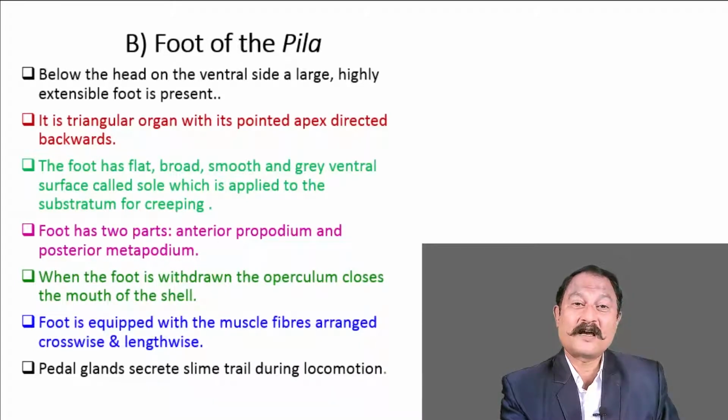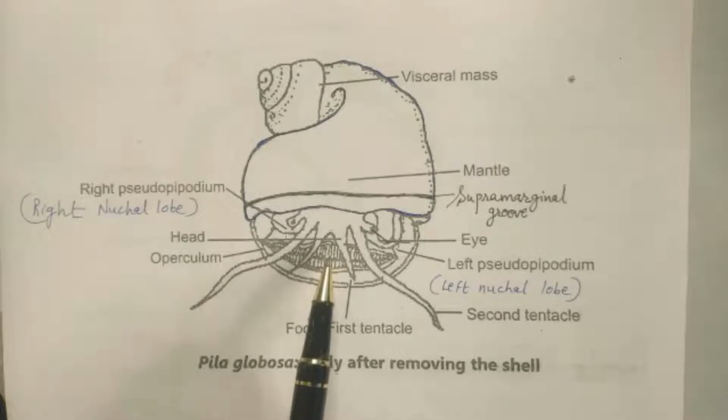This foot part is equipped with special glands. We call them pedal glands. These pedal glands secrete the slime trail during locomotion. Sometimes we see outside the house or on the wall of the house a snail locomoting or creeping. During the creeping or locomotion it releases a slime trail behind. चकचकीत असा slime trail असतो, वाट असते.